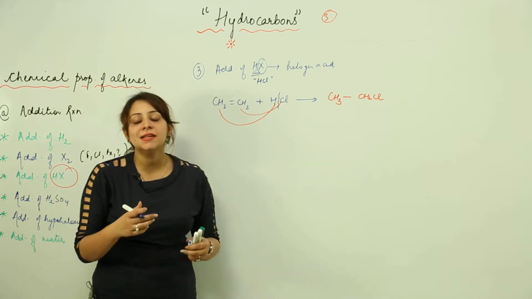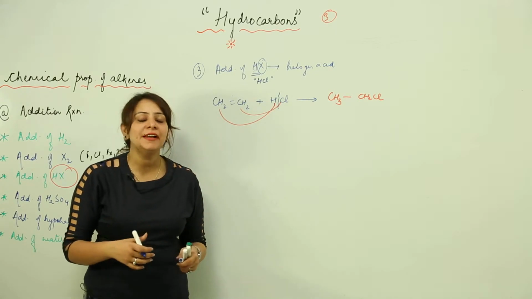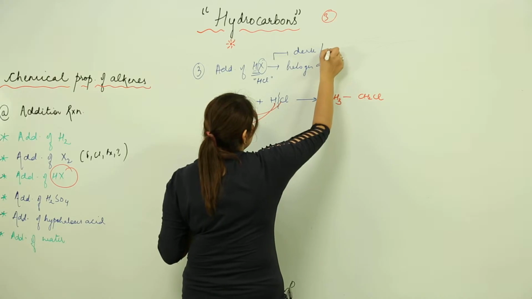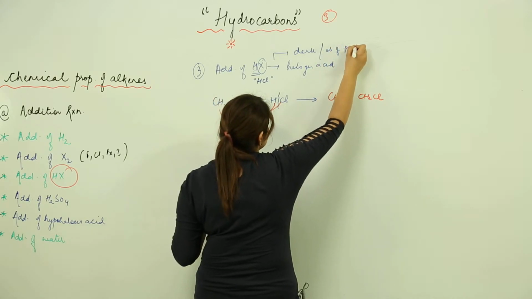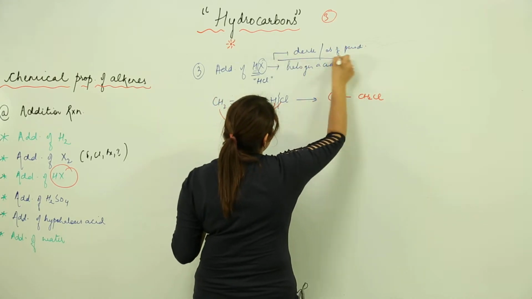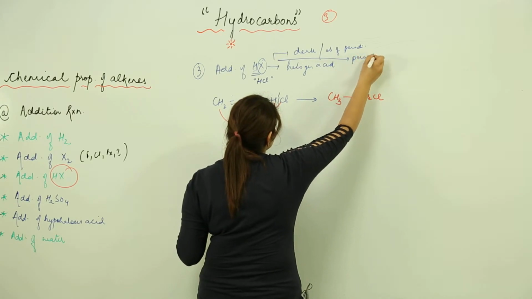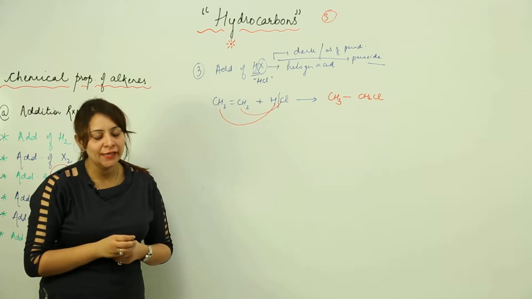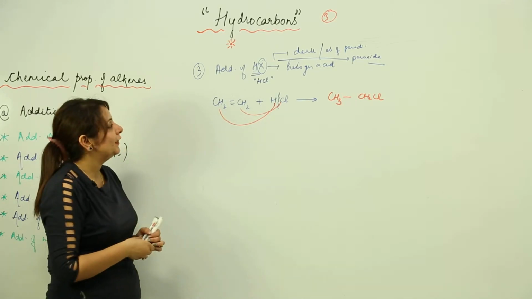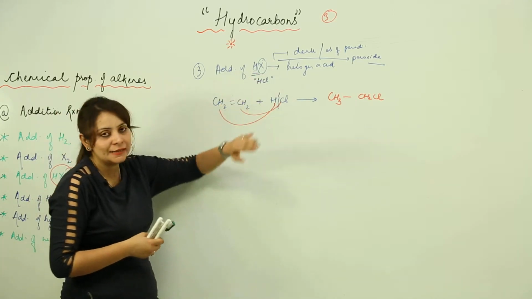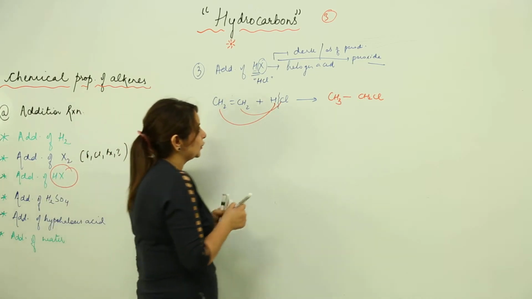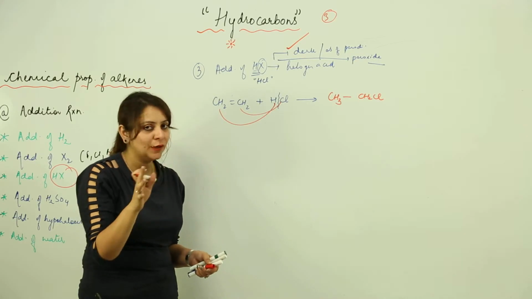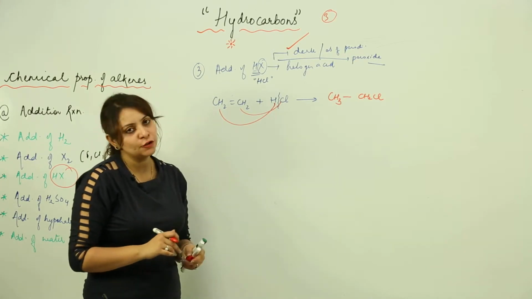But when this reaction occurs, when we are adding the halogen acid, it matters what product is formed, because sometimes the reaction takes place in the dark or in the absence of peroxide, and sometimes in the presence of peroxide. So we have two conditions. First is under dark or the absence of peroxide, which is one and the same thing. Second, in the presence of peroxide.